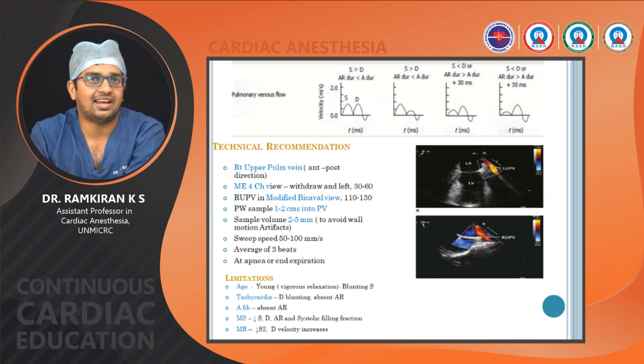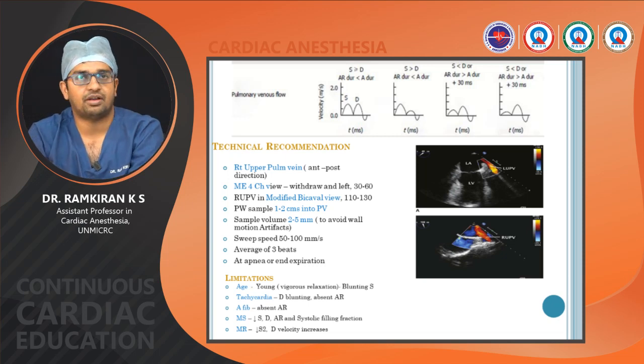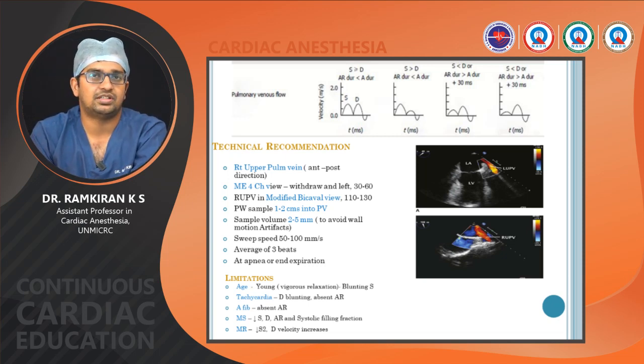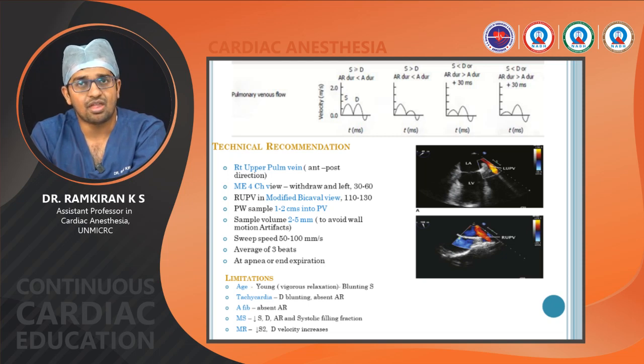So what are the technical recommendations? Yes, right in esophageal echo, right upper pulmonary vein cannot be assessed because it runs in anterior posterior direction, making an angle of more than 90, so it is very difficult. So ideally in mid esophageal 4-chamber view, we slightly withdraw and turn the probe towards the left, and at around 30 to 60 degrees we can see the left upper pulmonary vein. The right upper pulmonary vein can be assessed in another view, that is modified bicaval view, at around 110 to 130 degrees.